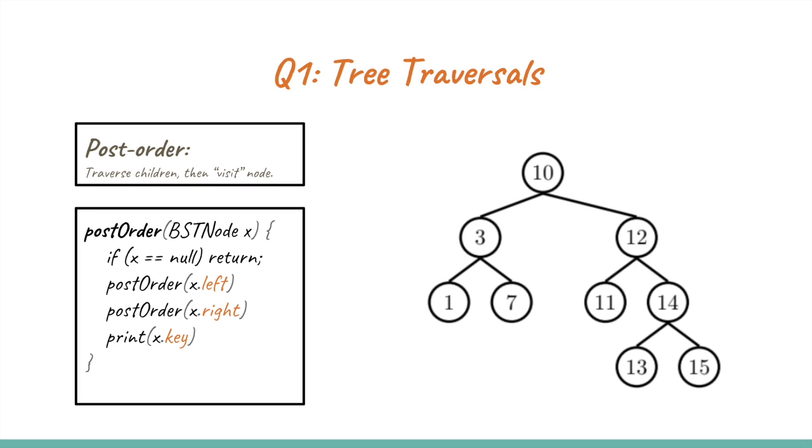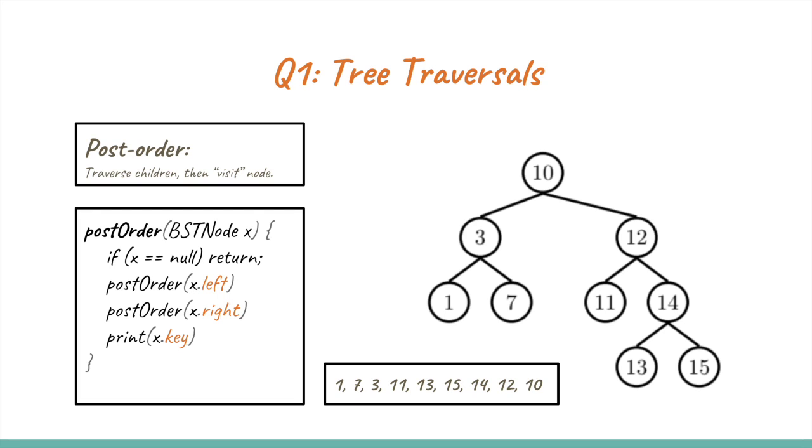Our last traversal is post-order, which traverses all the children before visiting the parent node. So starting at 10, we traverse all the way to the leftmost leaf node, and once we're done, we process the right subtree rooted at the parent of the leaf node, and finally process the parent, which gives us 1, 7, and 3 for the first 3 nodes.